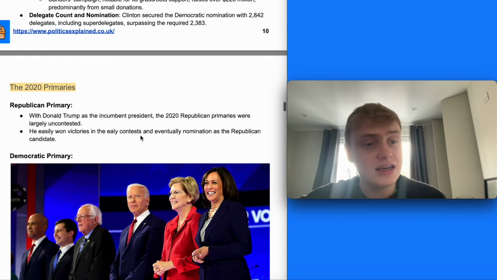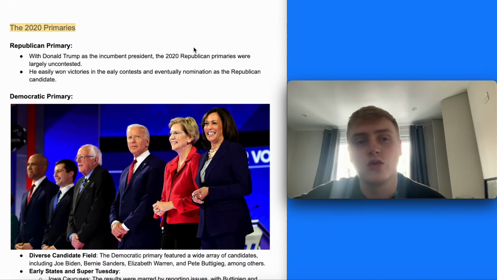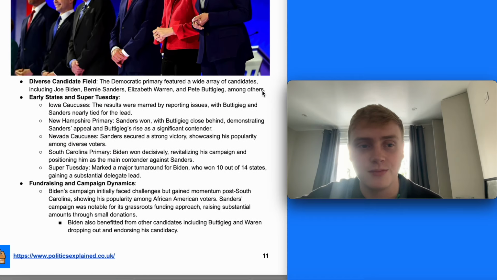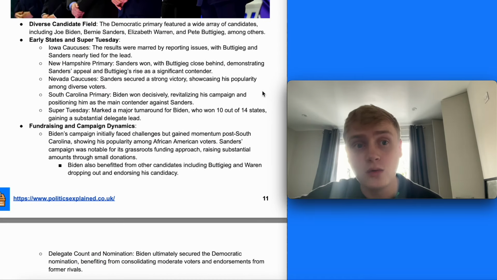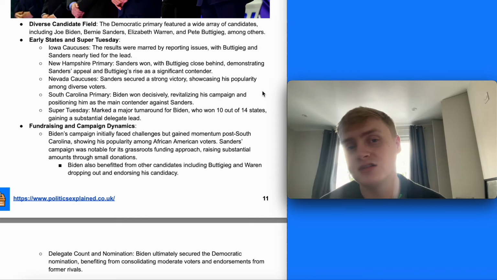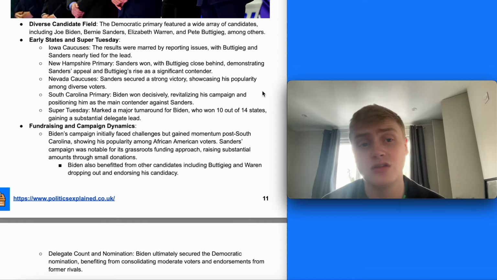In 2020, the Republican primary, there wasn't really one. Trump was the incumbent president, and the primary was largely uncontested, and he easily won victories in the early contests and the eventual nomination. There was a diverse field in the Democratic primary with a wide array of candidates, including Biden, Sanders, Warren, and Buttigieg. In the Iowa caucus, the results were marred by reporting issues, with Buttigieg and Sanders nearly tied for the lead.